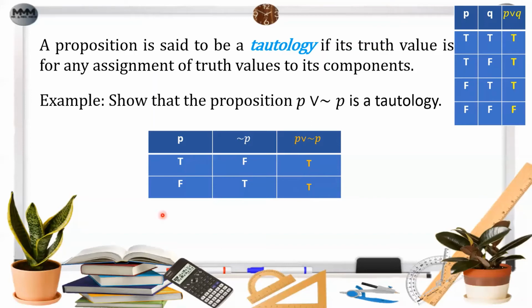So if you have another row here, and all entries in the last column are T, it means this compound proposition, the one located above this column, is a tautology. So if you have many components with their corresponding assignment of truth values, and you have a resulting T, T, T, T, it is a tautology. But if there exists just one F in the last column, we cannot conclude that this proposition is a tautology.